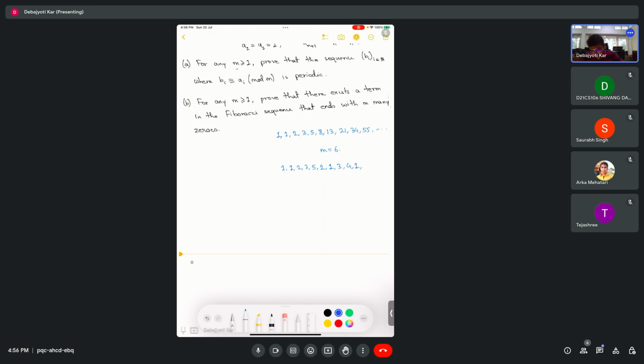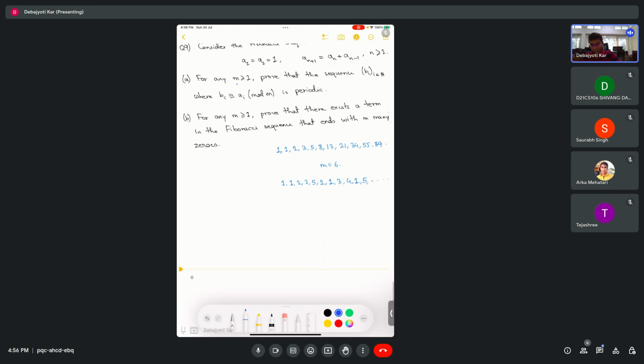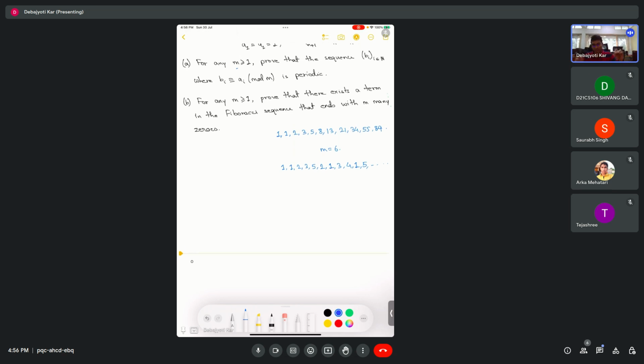Okay, so we need to keep going for some time. Then we have 89. It's going to be some sequence, but the thing is that we have to show that after a point this has to repeat. It cannot be some arbitrary sequence. So we can try going for some time.